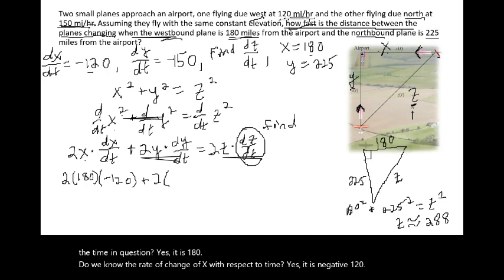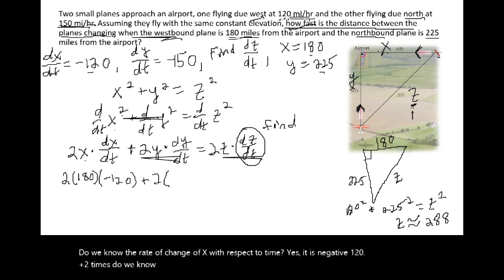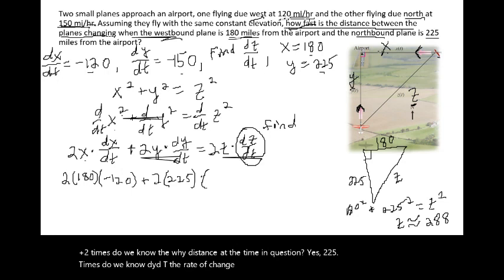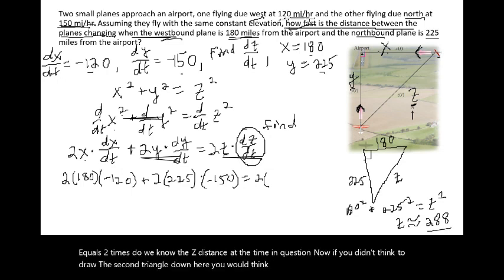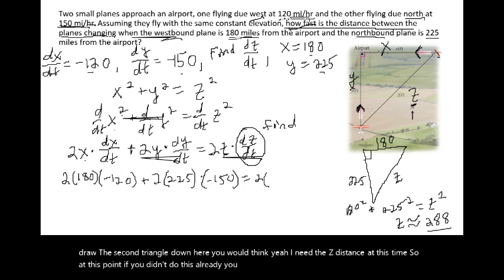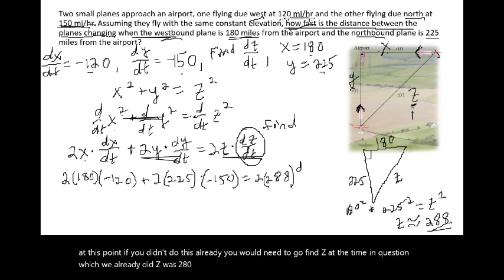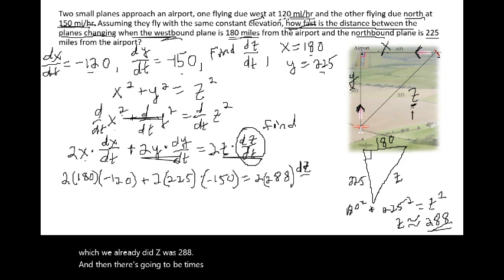Plus 2 times, do we know the y distance at the time in question? Yes, 225. Times, do we know dy/dt, the rate of change of y with respect to time? Yes, that is negative 150. Equals 2 times, do we know the z distance at the time in question? Now, if you didn't think to draw the second triangle down here, you would think, oh, I need the z distance at this time. So at this point, if you didn't do this already, you would need to go find z at the time in question, which we already did. z was 288. And then that's going to be times dz/dt.